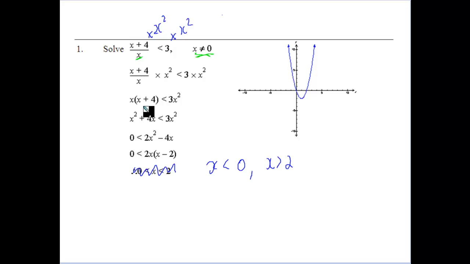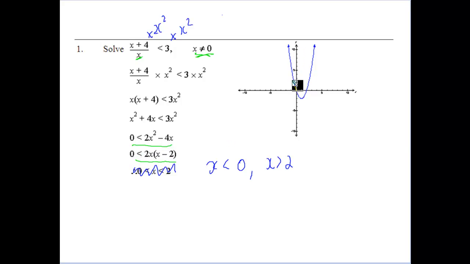So that leaves us with a situation where x plus 4 over x, multiplied by x squared, leaves us with the cancellation, and we get an x outside of x plus 4, and that must be less than 3x squared. We expand it out and collect our like terms, and we get a quadratic inequality. So what we've got to do is ask, what are the values of x here that would make it greater than 0?